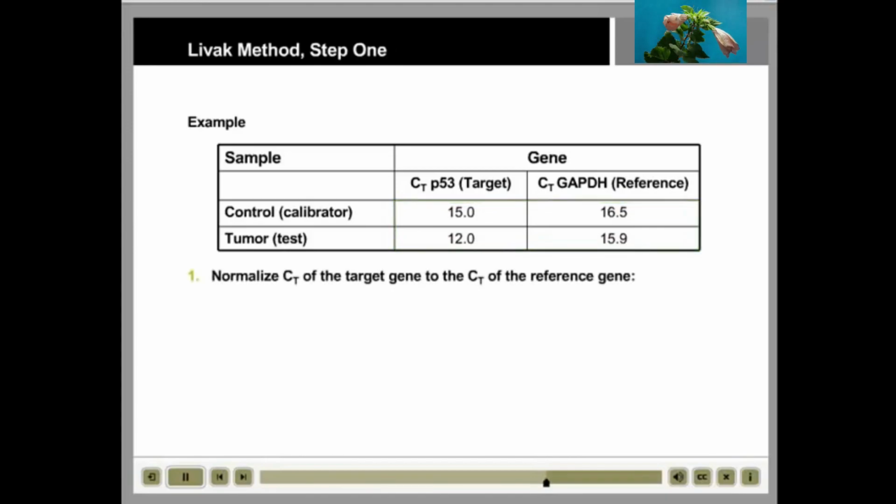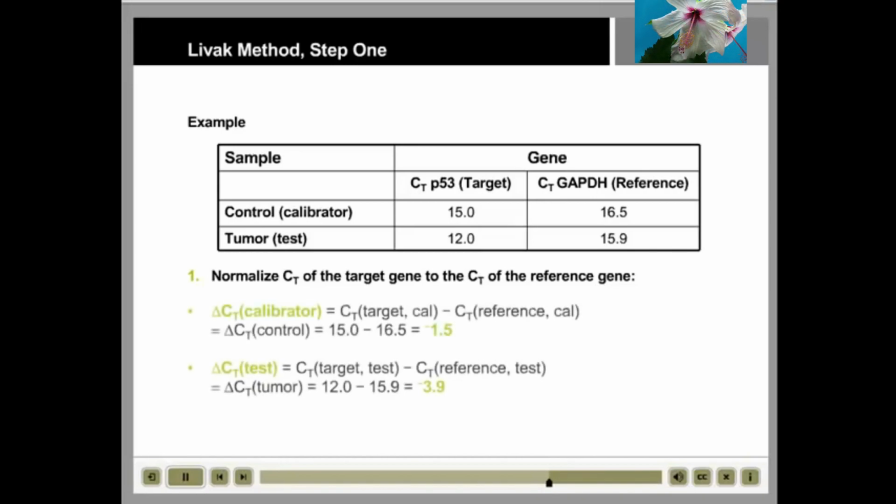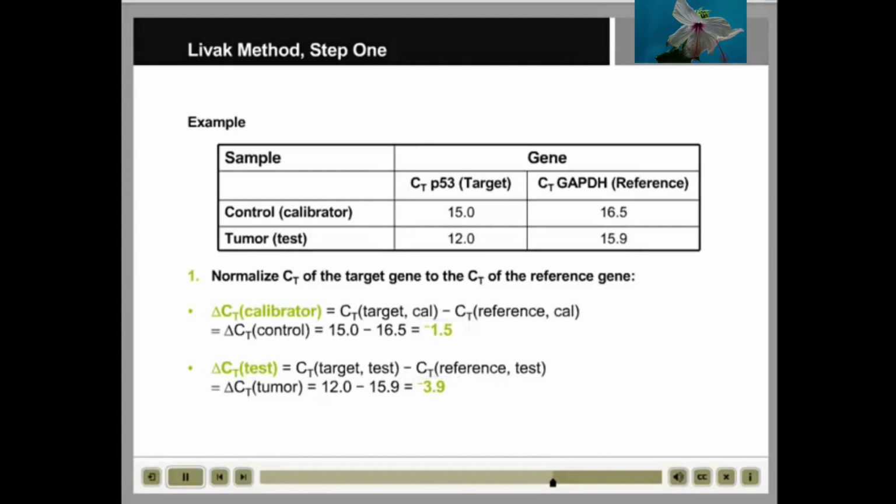Next, the CT values of the target gene in both sample types is normalized against the CT value for the reference gene. To do this, subtract the CT value for the reference gene from the CT value for the target gene. In this example, we obtain negative values for both sample types.